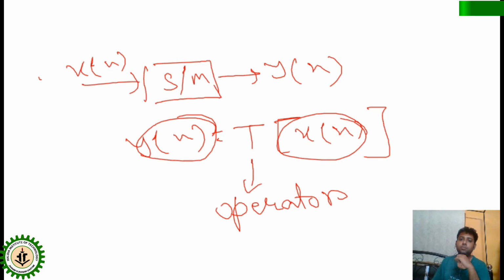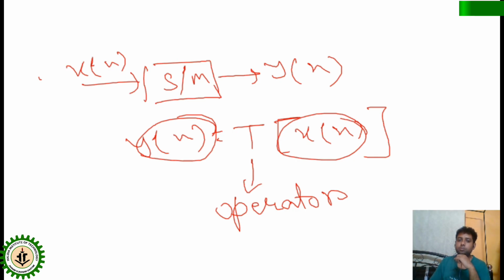Time invariant system means that if the input is delayed by k samples, the output must be delayed by k samples. That type of system is called a time invariant system. If that condition is not satisfied, then the system is called a time variant system.